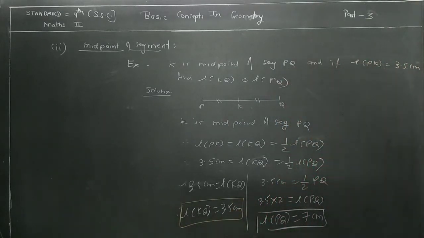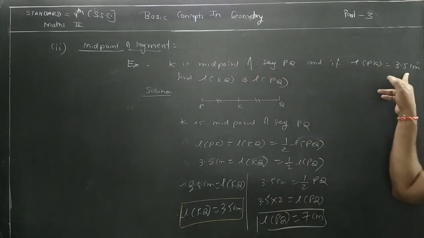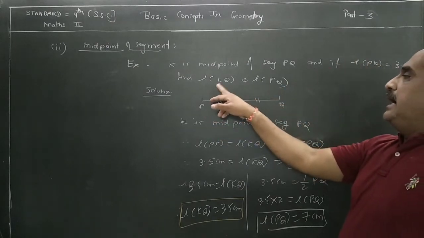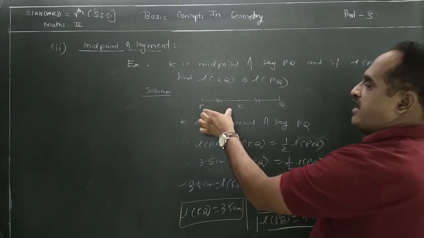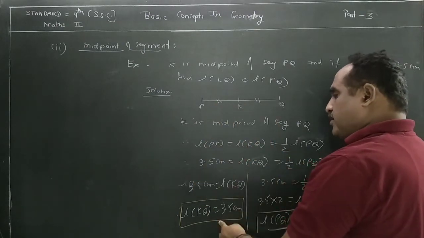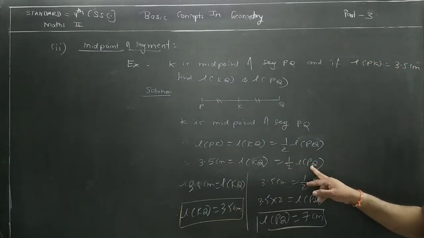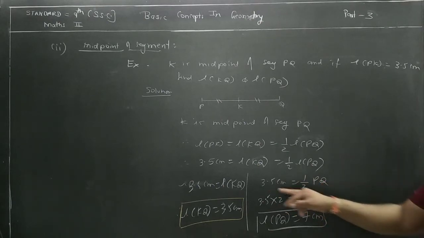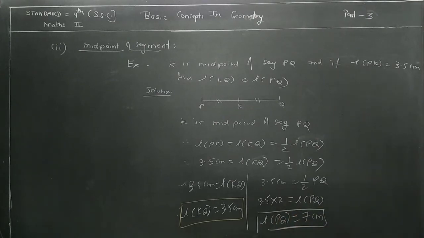Once again, how they will ask the question. Suppose K is the midpoint of PQ. PK is how much? 3.5 centimeter. They have asked you KQ and PQ. So K is the midpoint and this is 3.5, so KQ will be 3.5 only, and the entire PQ will be double that. So 3.5 is equal to half of PQ, meaning you multiply by 2 on that side, you get PQ is equal to 7 centimeter. Copy this down, pause your video and copy it down properly.